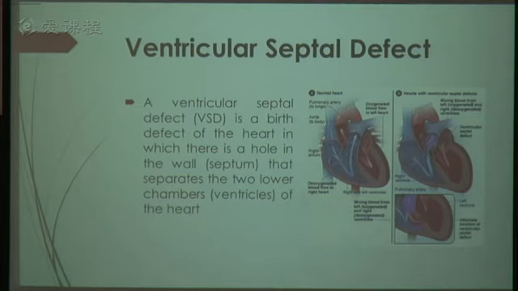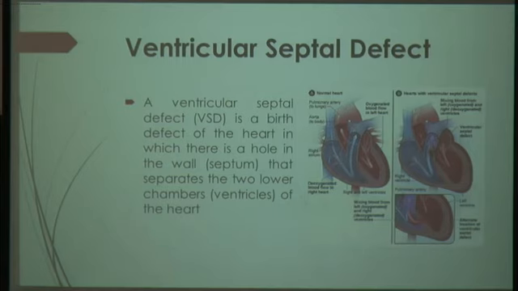So imagine what this will cause. And yeah, if you compare, this is a normal heart. The separation is here, there's no hole. But with this hole down here, if there's a hole between right and left ventricle, the oxygenated blood from the left ventricle will flow to the right ventricle, causing the mixing of deoxygenated and oxygenated blood.